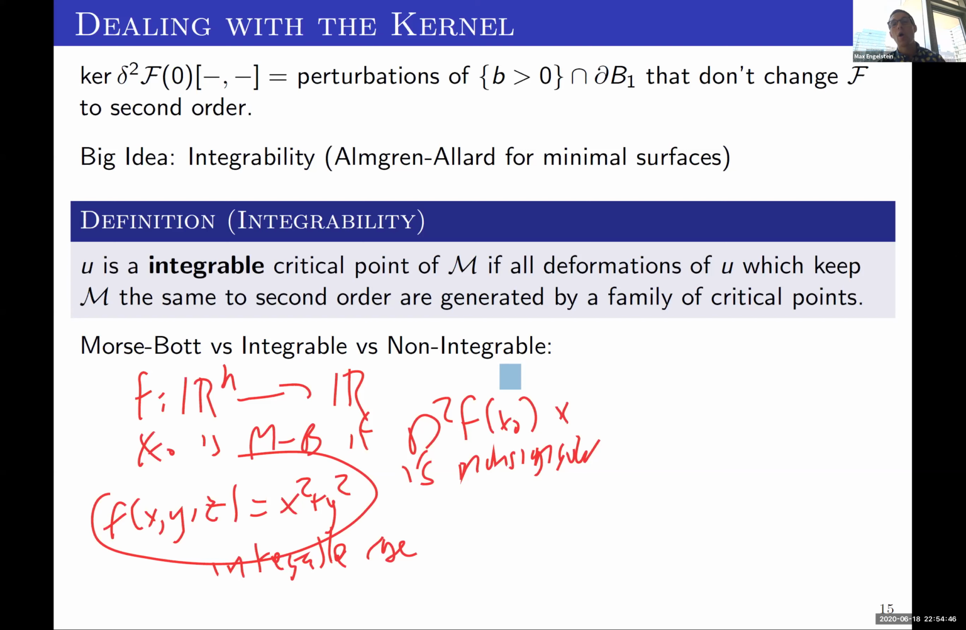But of course, you could also have directions where F changes, it just doesn't change to second order. So something like this, F of x, y equals x to the third plus y squared. If you change the x coordinate, F certainly changes, but still the second derivative of F in the x direction is singular, right? It is equal to 0. So this corresponds to the non-integrable case.